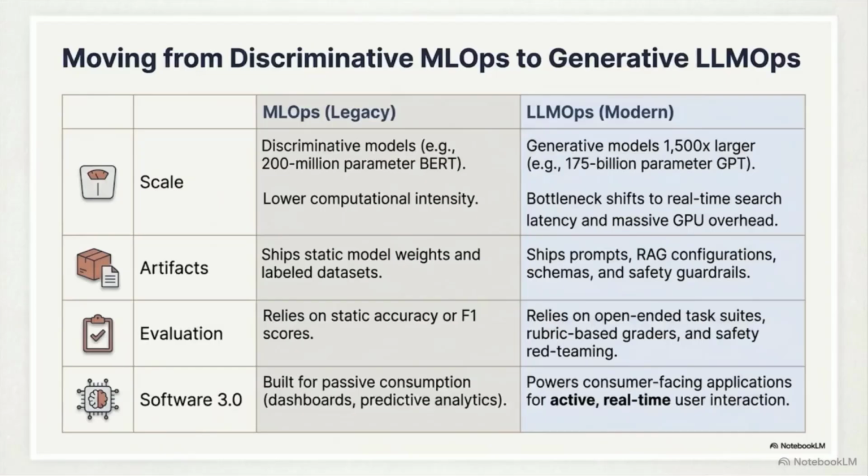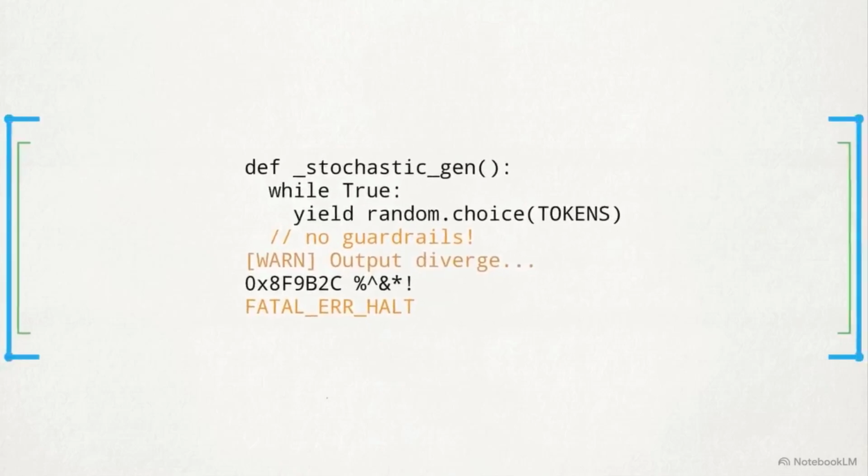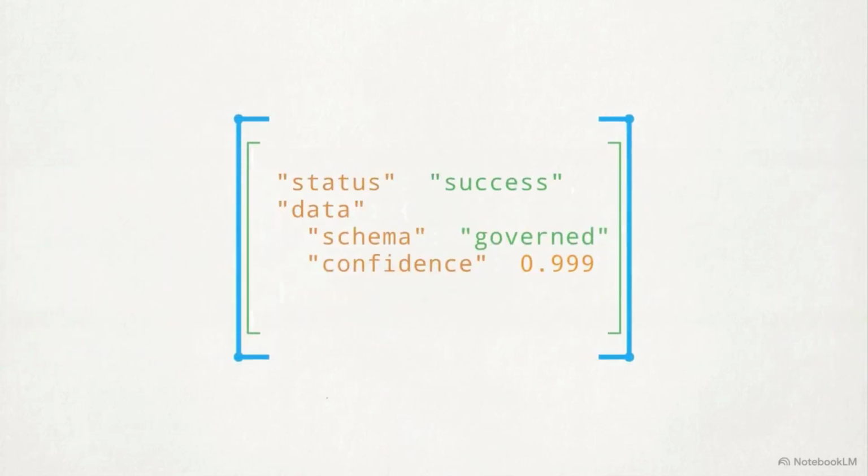This chart compares legacy machine learning operations to modern LLMOps. Notice the top row on scale. We are managing a 1,500 times increase in model size, moving from 200 million parameter models to orchestrating 175 billion parameter generative engines. Pushing a raw generative model into unpredictable user environments leads to catastrophic business failures, unless we implement an entirely new operational framework to contain it.